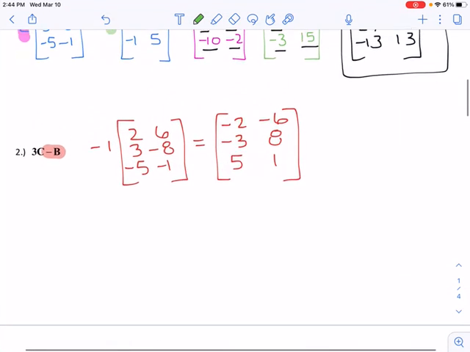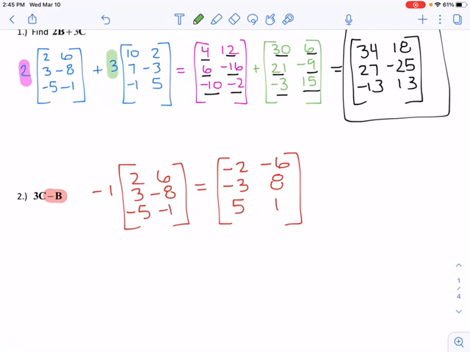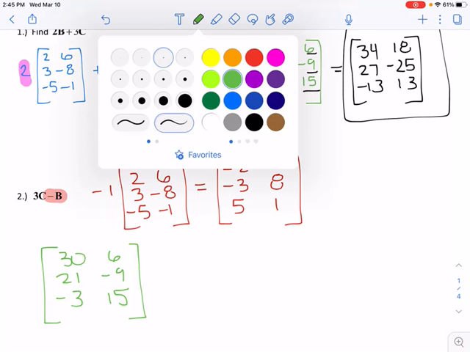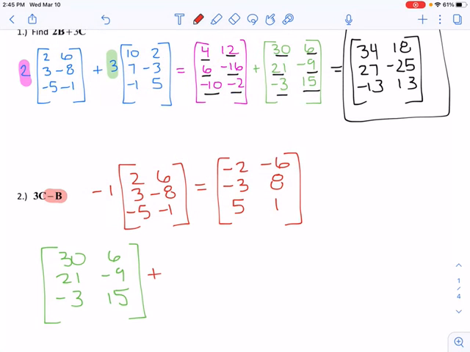So then we can go ahead and take our 3C that we already found in problem number 1, and I'm just going to rewrite it. 30, 6, 21, -9, -3, and 15. And I want to add that to my new matrix, -2, -6, -3, 8, 5, 1.